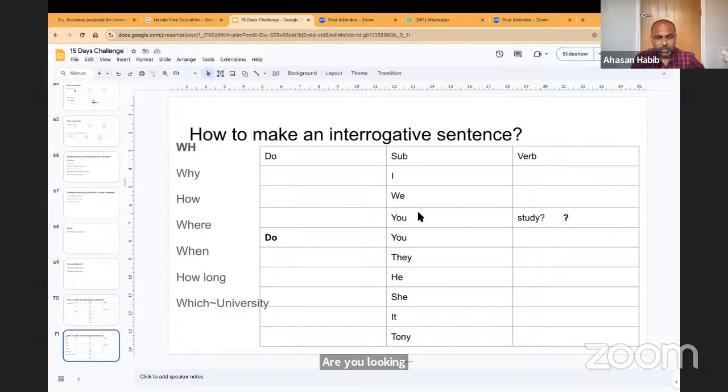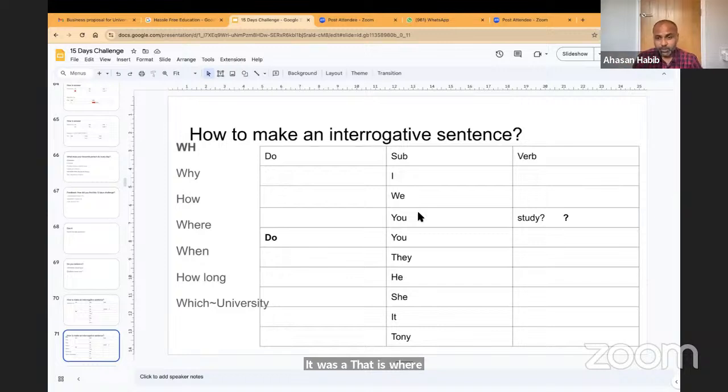Excellent, excellent. Thank you. So now, all you need to do is practice this with your friend or family member. You need a practicing partner. All you need to do is change the verb. You're going to start with do. So do you study? Then ask, why do you study? How do you study? Where do you study? When do you study? How long do you study? Which university do you study?